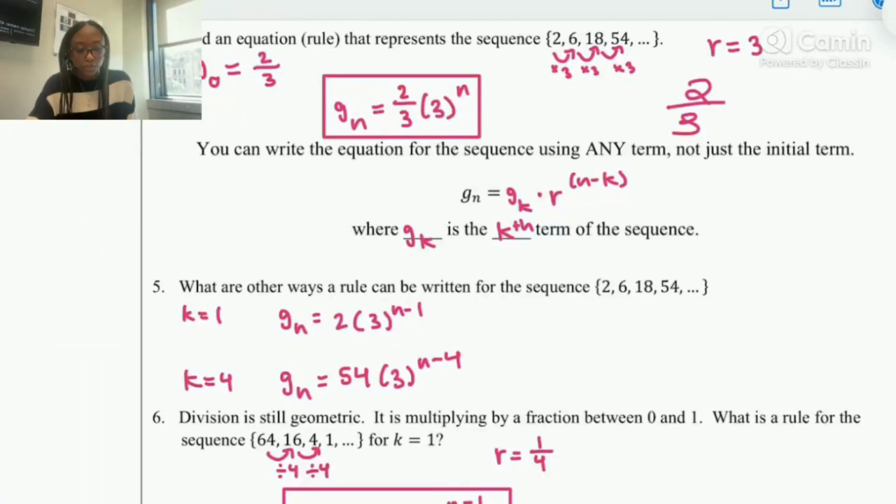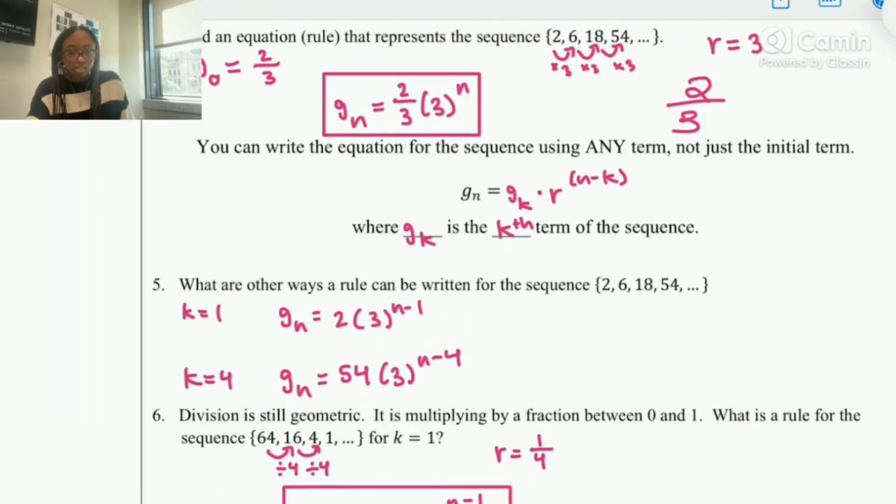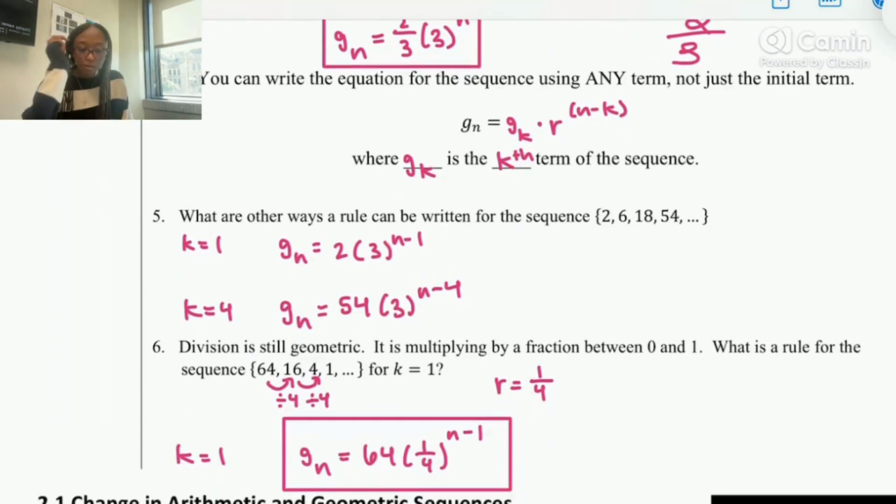You can also write an equation for a sequence using any term, not just the initial term, and that's when we'll use our equation g of n equals g of k times r to the power of n minus k. g of k is the kth term in the sequence, like above with the arithmetic. So if we want to write it for the sequence 2, 6, 18, 54, we know that the common ratio is 3, as we found above. So g of n equals 2 times 3 to the n minus 1.